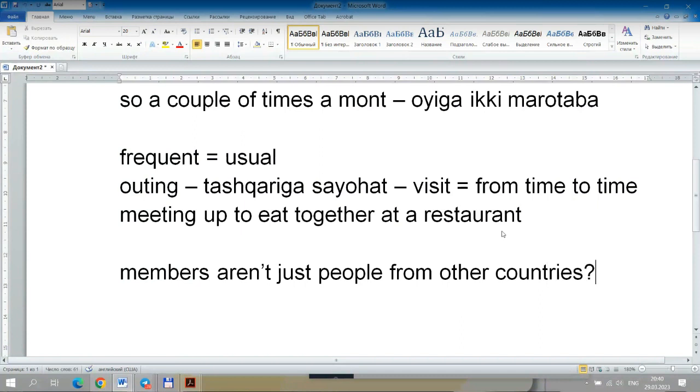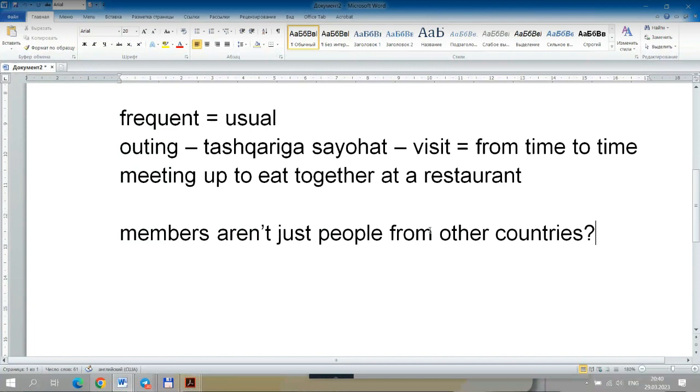Xo'p, endi savol beryapti. A'zolar faqat boshqa chet ellik davlatdan kelganlar emas-a, deyapti. Ya'ni non-Australians. Faqatgina avstraliyalik bo'lmaganlarmi, deyapti. Non-Australians, are they? No, not at all.